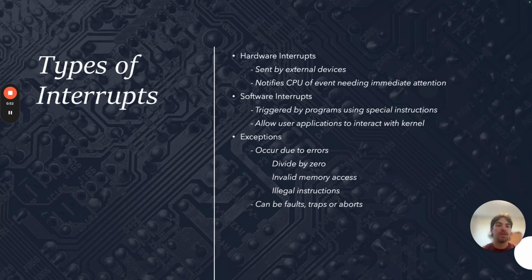Interrupts in computer systems can be categorized into three main types: hardware interrupts, software interrupts, and exceptions. So hardware interrupts, these are signals that are sent by external devices such as keyboards, mice, or network adapters to notify the CPU of an event requiring immediate attention. They can be further classified as maskable, which can be ignored or delayed based on the priority, and non-maskable, which are critical events like hardware failures that cannot be ignored.